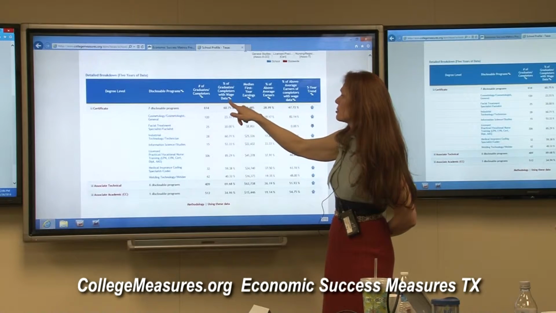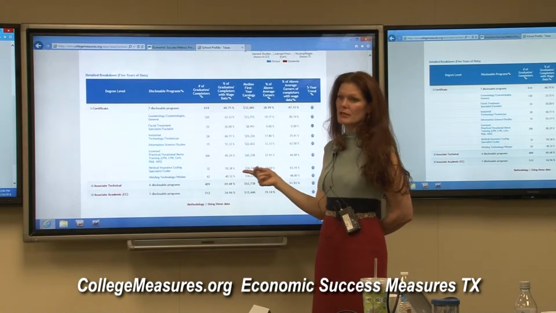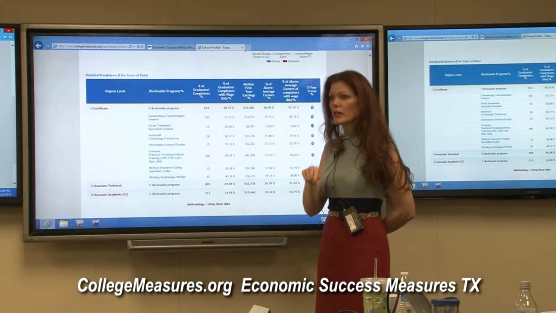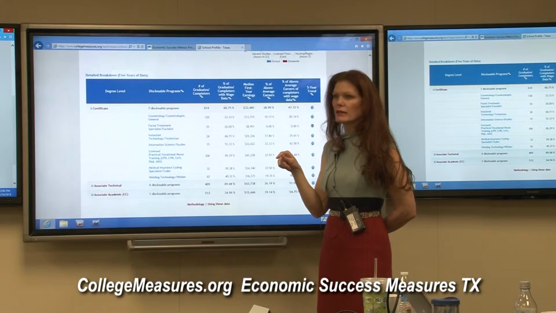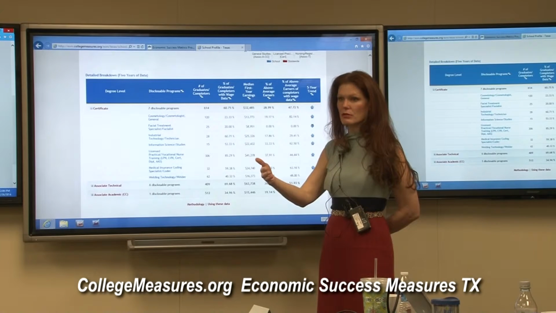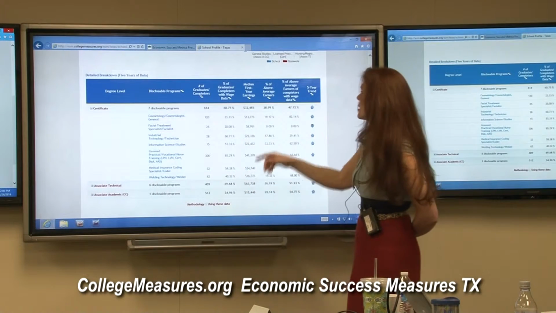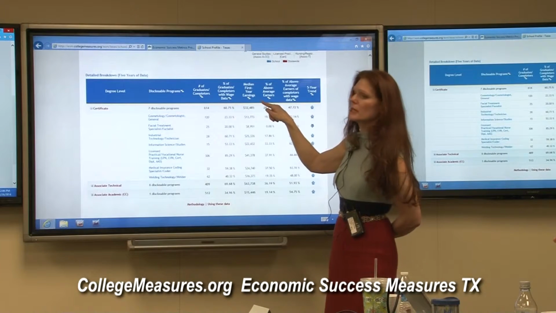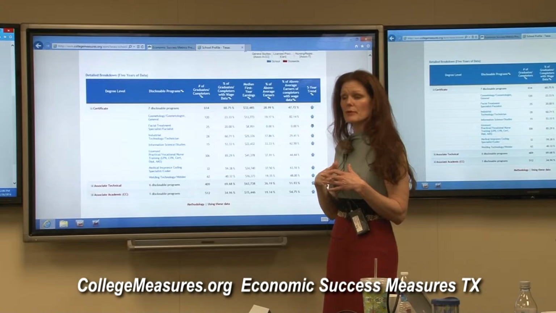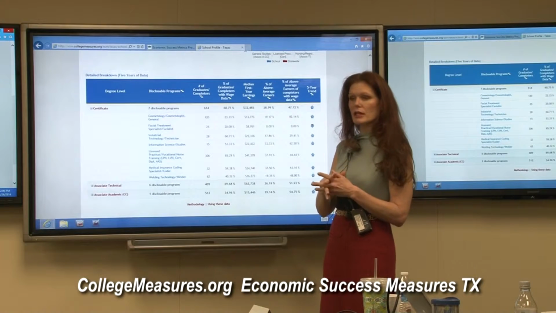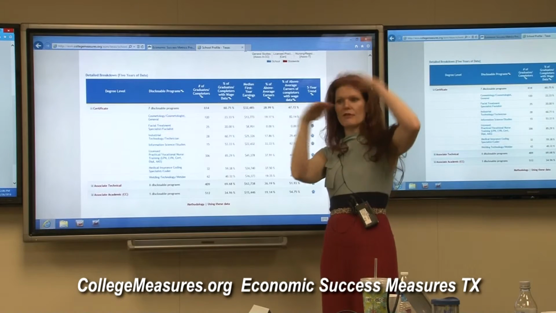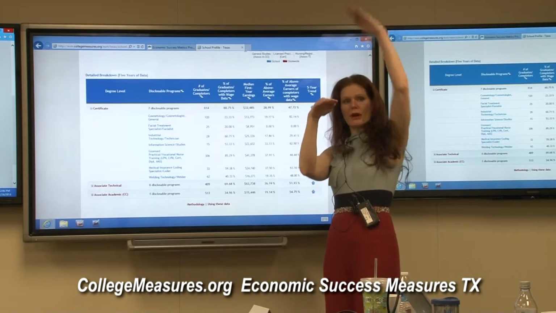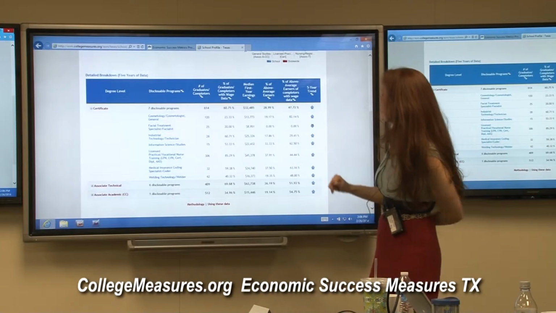Number of graduates or completers that have wage data, because not everyone who graduated will have a file in the Workforce Commission that we can share wage data on. The median first year earnings. Median is not the same thing as an average. The median is the halfway point, so half the people made above, and half the people made below.